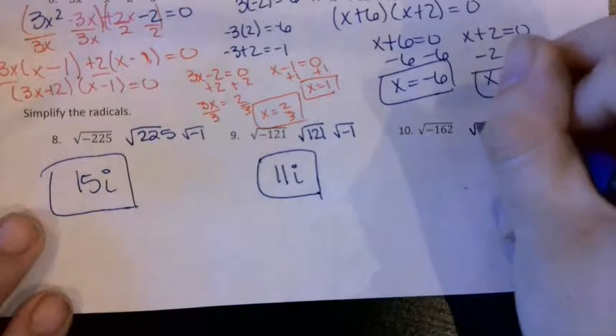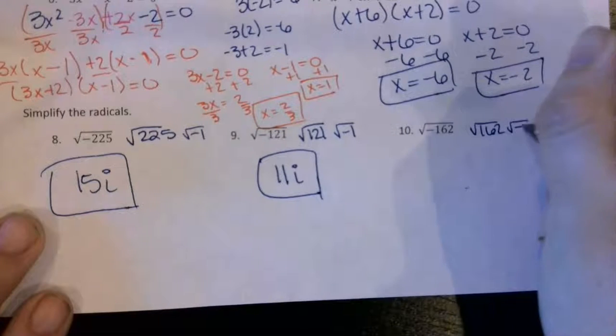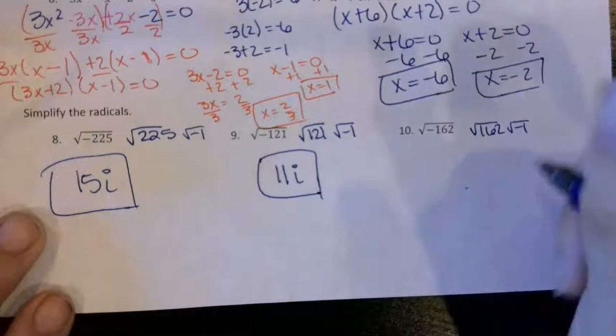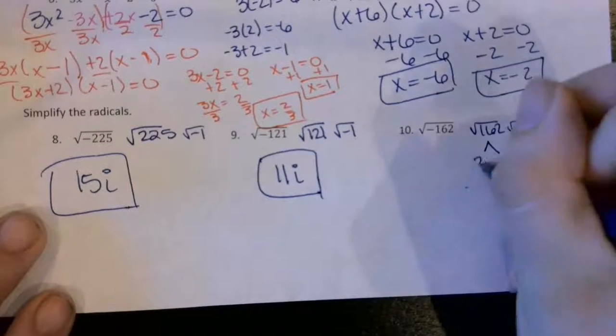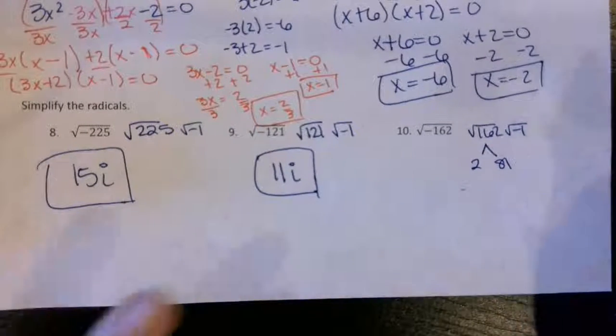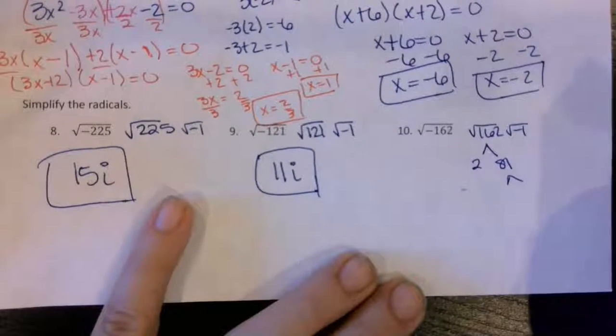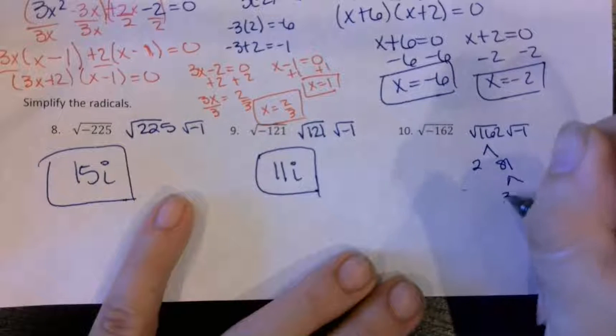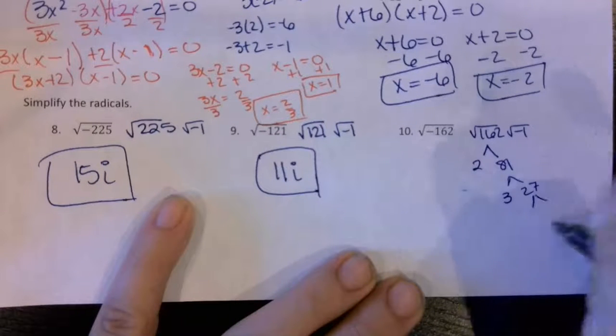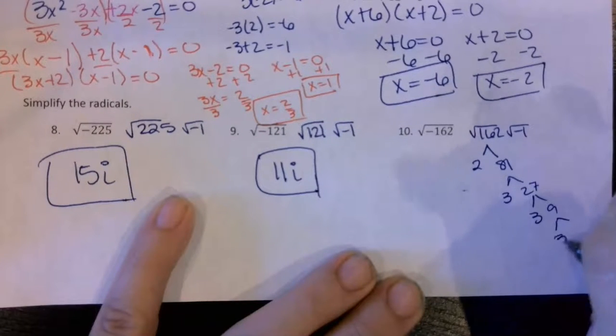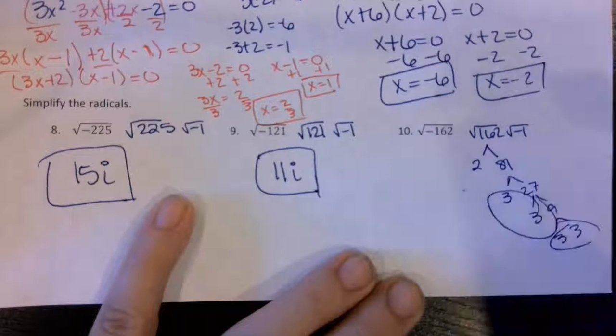Number 10, I'm going to split it up into the square root of 162 and the square root of negative 1. So 162 is not a perfect square. So I'm going to do my factor tree. I have 2 and 81. And I have 3 and 27, 3 and 9, and 3 and 3. I have 2 sets of 3's.